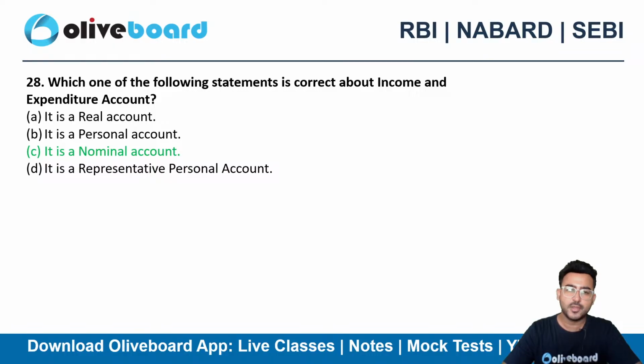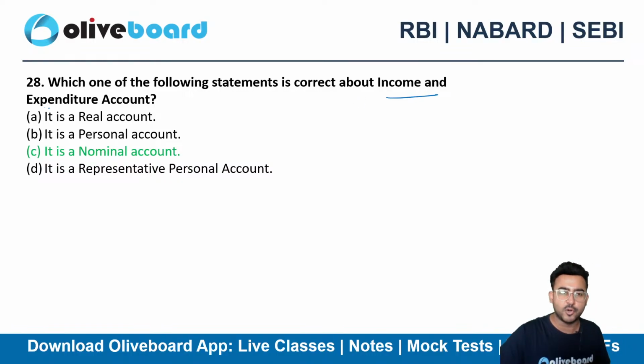It is a nominal account. It is just like the P&L account, right? So if we are profit making entities, हम क्या बनाते हैं? P&L account बनाते हैं. However, if we are a not for profit organization, then we prepare the income and expenditure account.